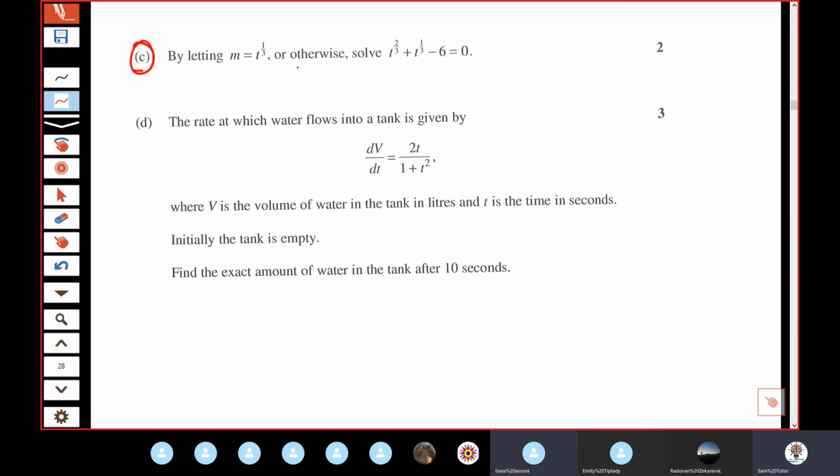Isn't it just m squared plus m minus 6? How do you do all the hard questions and you get all the easy ones wrong? You're crazy.